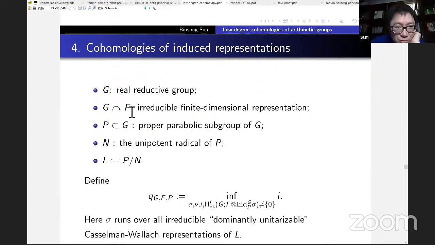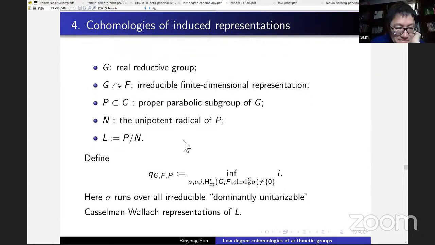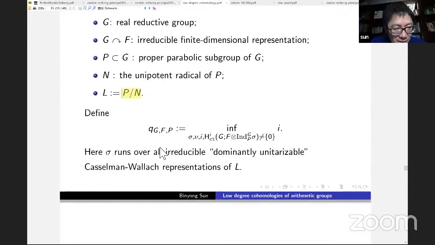So for the proof, we need to study cohomology of induced representations. Now let G be a real reductive group, and F be an irreducible finite dimensional representation of G, and let P be a proper parabolic subgroup, and N is the nilpotent radical of P, and L is the Levi part, P mod N.